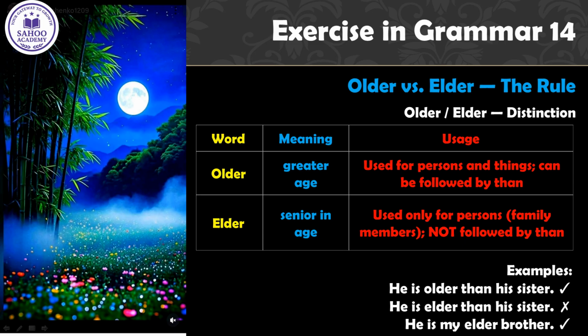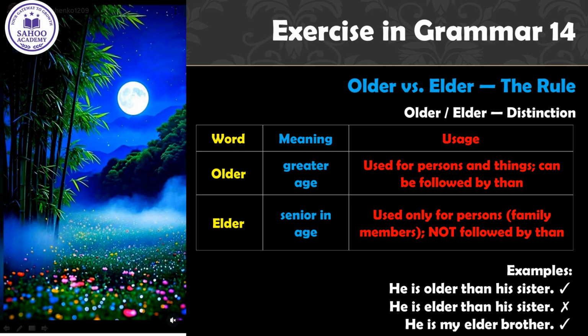Okay? Here we are comparing ages using than. We can also say the building is older than that one. That means older is used for people and things both. Clear? Now let's come to elder. Elder means senior in age, but we use it only for people, mainly family members, and not for things.